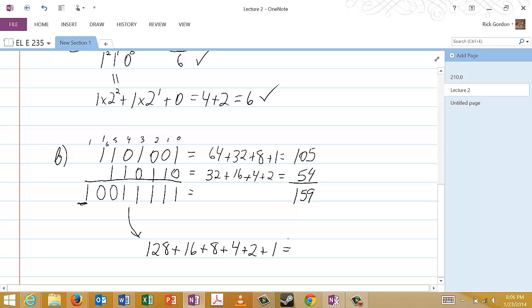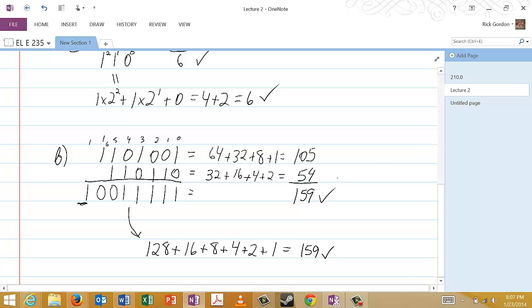And let's check and see what this is equal to. Well, 128 plus 16 is 144. 144 and 8 is 152. 152 and 4 is 156. 156 and 2 is 158. And 158 plus 1 is indeed 159. So we have arrived at the correct answer. And I hope that you did get this when you worked on this on your own, because this is, as I say, I think that this is fairly straightforward.